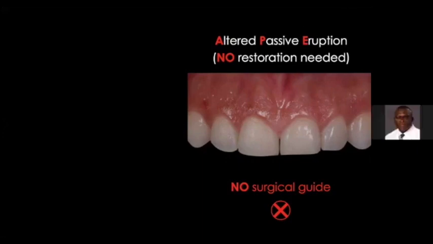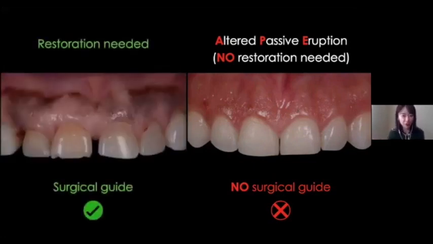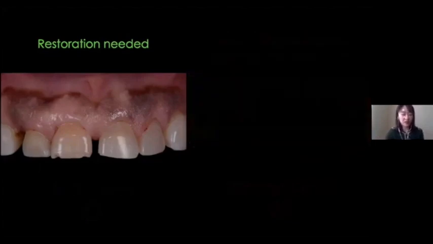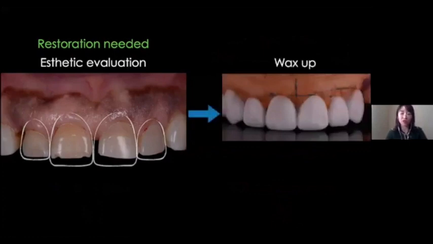No problem. Okay. So far we talked about the passive eruption situation, which requires no surgical guide. The other case is the opposite, where restoration is needed, and of course a surgical guide is needed. For the case of restoration needed, the first thing you need to do is aesthetic evaluation, as I mentioned before: the incisal edge, tooth proportion, gingival margin, etc. After the aesthetic evaluation, you need to do a wax-up. Either you can do it the traditional way with wax, or right now you can do it digitally in the DSD design or any other digital technique.